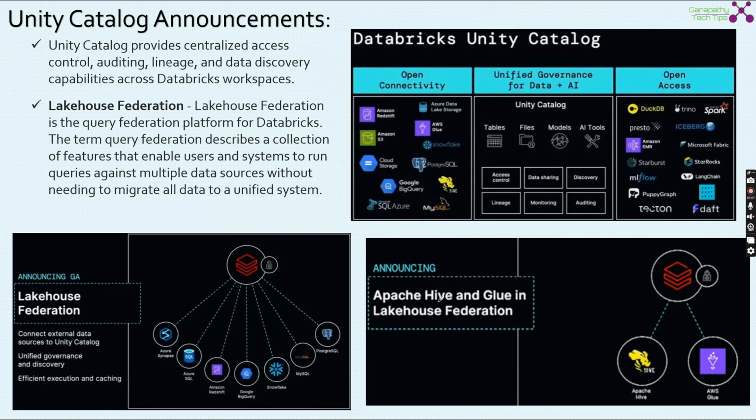And they also announced Apache Hive and Glue in Lakehouse Federation. So Apache Hive is supported, AWS Glue is also supported. So it's a query federation platform for Databricks. The term query federation describes a collection of features that enable users and systems to run queries against multiple data sources without needing to migrate all data to a unified system. So you can keep your data there and Unity Catalog will sit on top of any of those data sources.